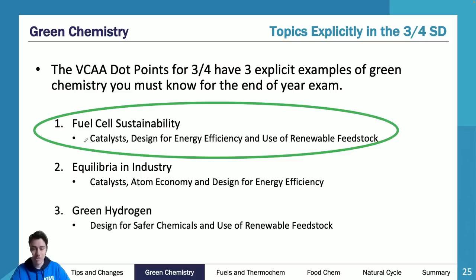But it's really important that you understand that there are some examples VCAA has distinctly said that you need to know. Like, we're going to ask about it. I'm telling you now, we're going to ask about it. That's what they've said. So, fuel cell sustainability, what does that use? So these are the concepts that you should refer to when discussing these. Same with equilibria in industry and green hydrogen. Now, each of these points will come up at another point in time. Do not stress. But just wanted to point out these are the ones that I've already gone through in going through the new study design and producing content for them. I've already gone through each of these concepts.